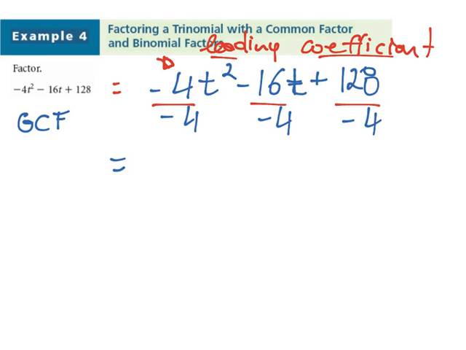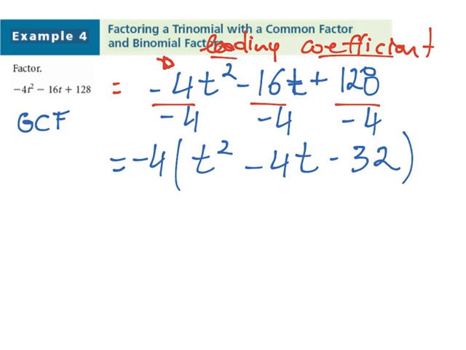Okay, so let's say I factor this out. Negative 4 divided by negative 4, I get t squared. Negative 16 divided by negative 4, I get 4t. And negative 128 divided by negative 4 is negative 32. Notice that it does work for us. Sometimes it won't work, but maybe we divide by 2 in certain cases. But always ask yourself, can you get rid of the leading coefficient by dividing everything by itself?